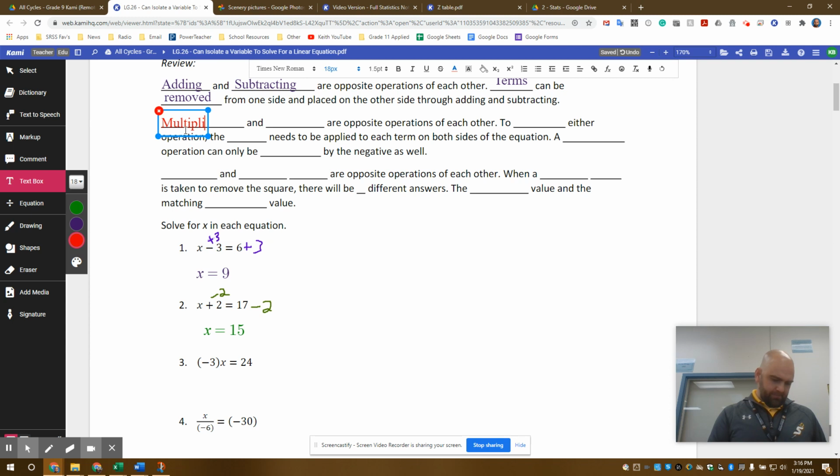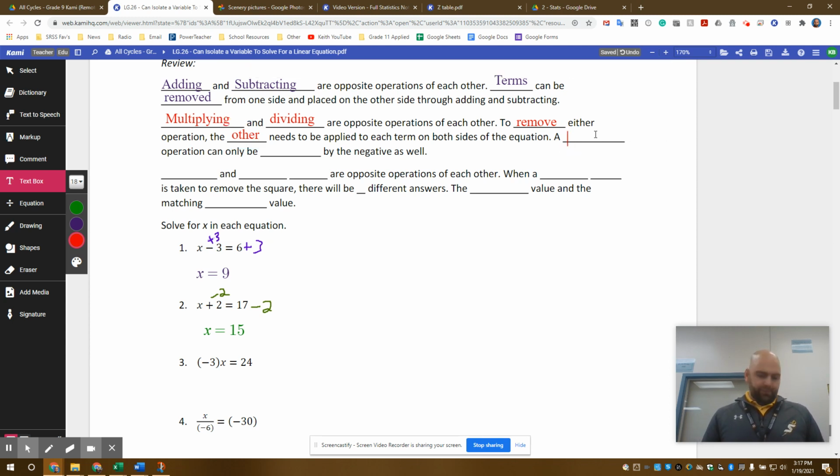Now, multiplying and dividing are also opposite operations of each other. And again, to remove either operation, the other one needs to be applied. So if we have multiplying happening, we need to divide to get rid of it. If we have dividing happening, we need to multiply to get rid of it.